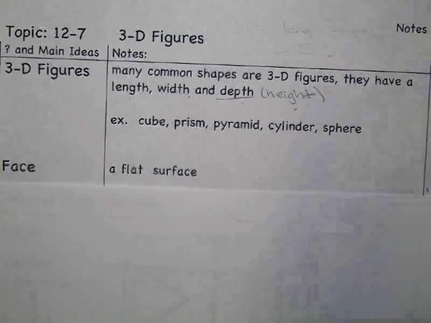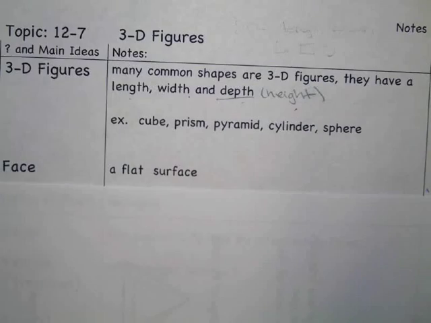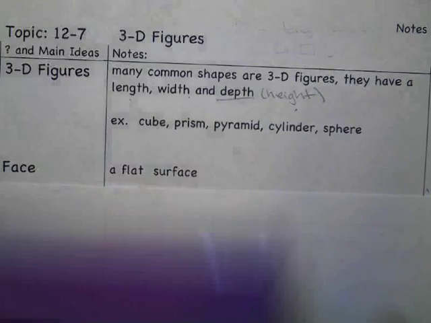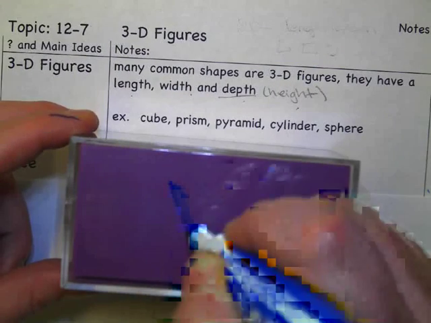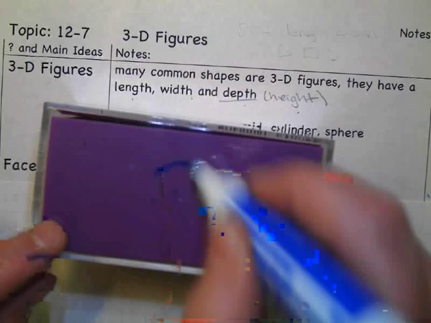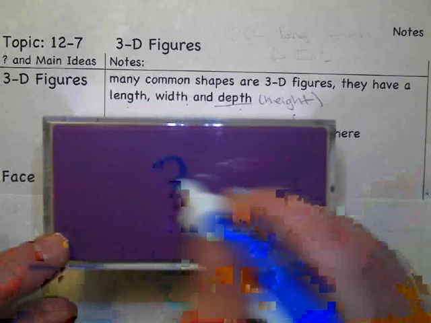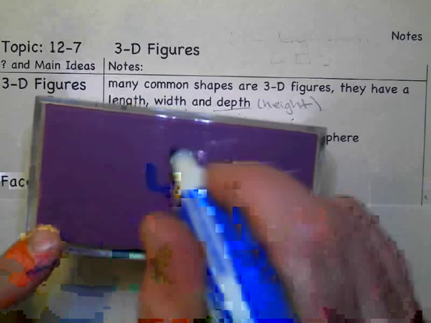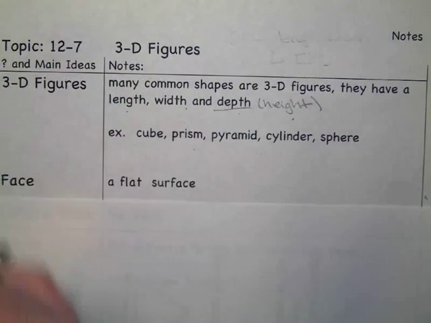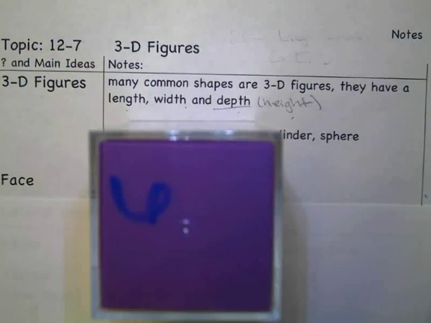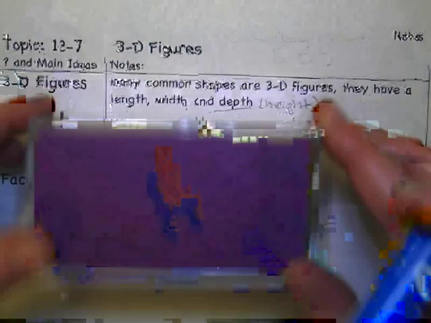In order to identify properly a 3-dimensional figure, we need to understand some terminology. The first term that we need to understand is the face. The face of a 3-dimensional figure is any flat surface. So here I have a rectangular prism. This is a flat surface. That's a face. There's 2. There's 3. There's 4. There's 5. And there's 6. So the rectangular prism has 6 faces.